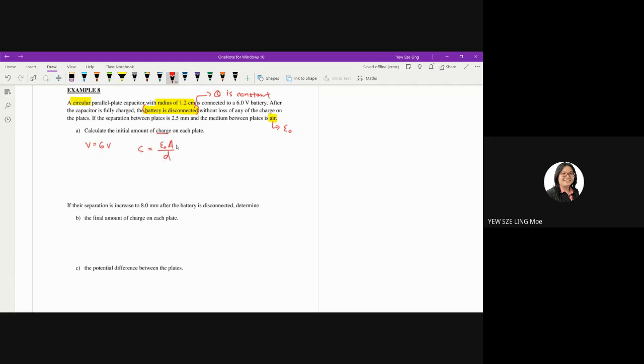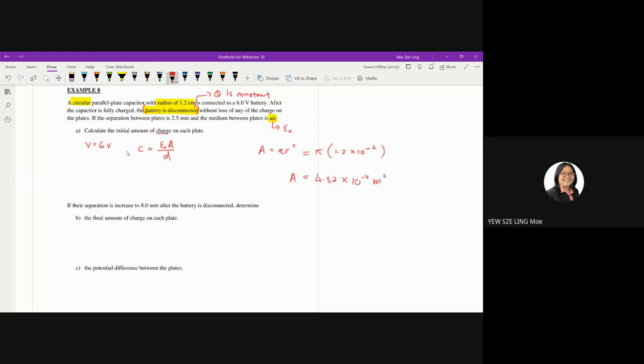So I'm going to calculate A now. Given radius 1.2 cm, the area of a circular plate, A equals pi r squared. Remember to change it into meters: pi times 1.2 times 10 to the power negative 2, squared. Therefore, A equals 4.52 times 10 to the power negative 4 meter squared.